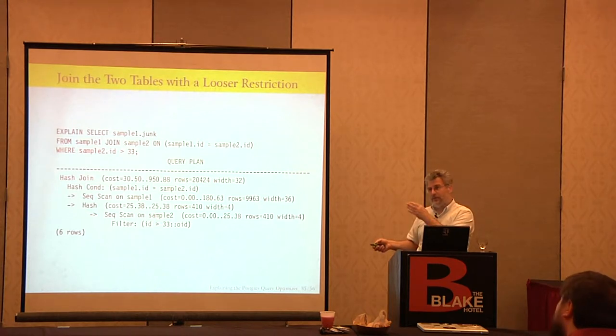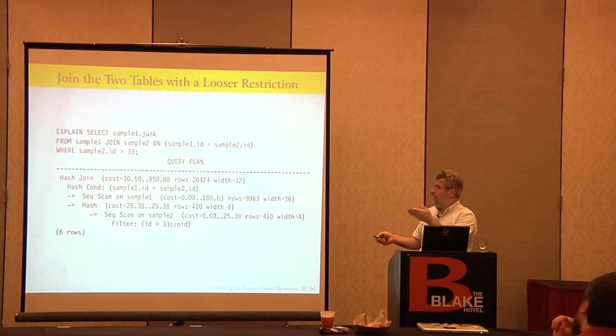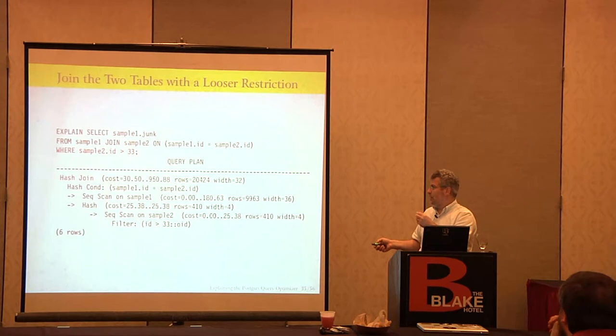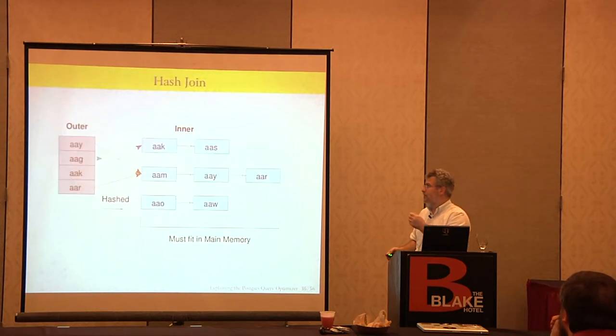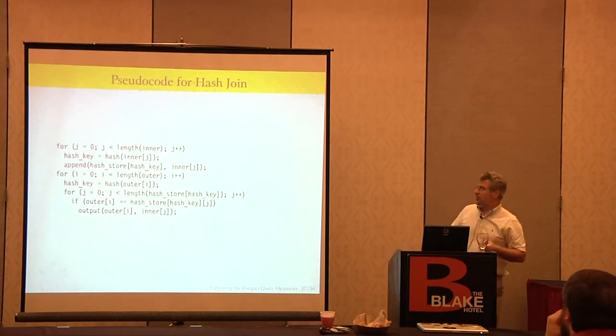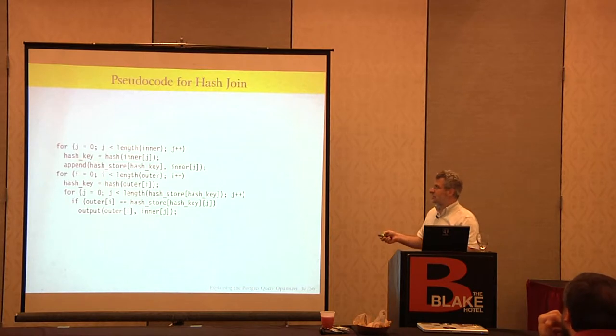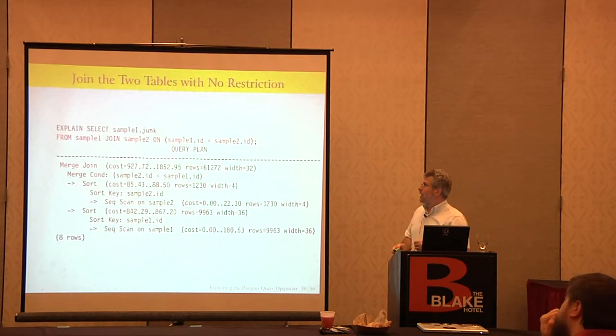It's going to hash the smaller one because that's an expensive operation, and then just do a sequential scan across the larger one and then do this restriction. Okay, you can see the restriction right here. And that's what the pseudocode looks like for that. So this is the hashing part here.